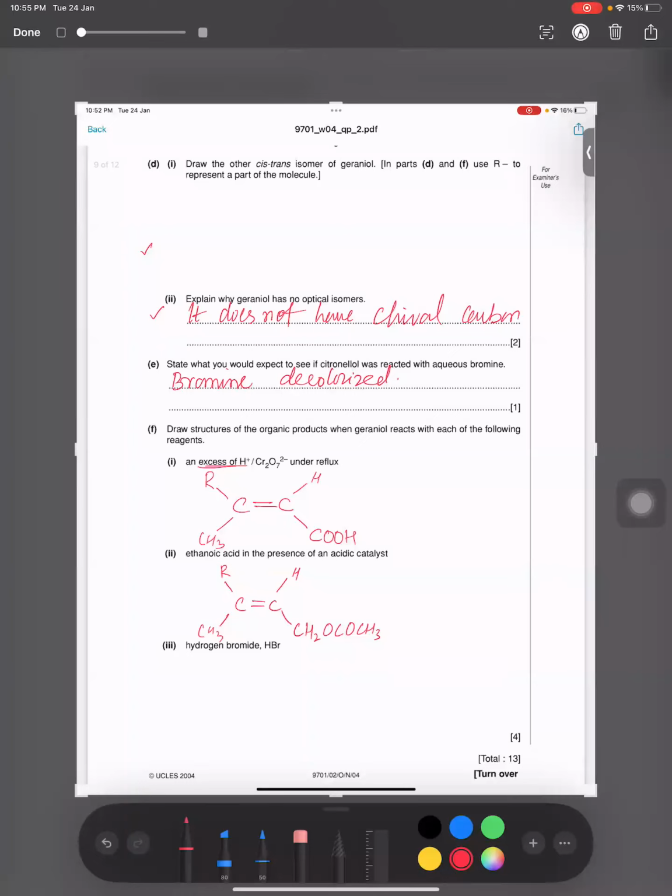And then after that, they are saying hydrogen bromide. So definitely the double bond is going to break. And on this carbon, we have hydrogen and bromine.